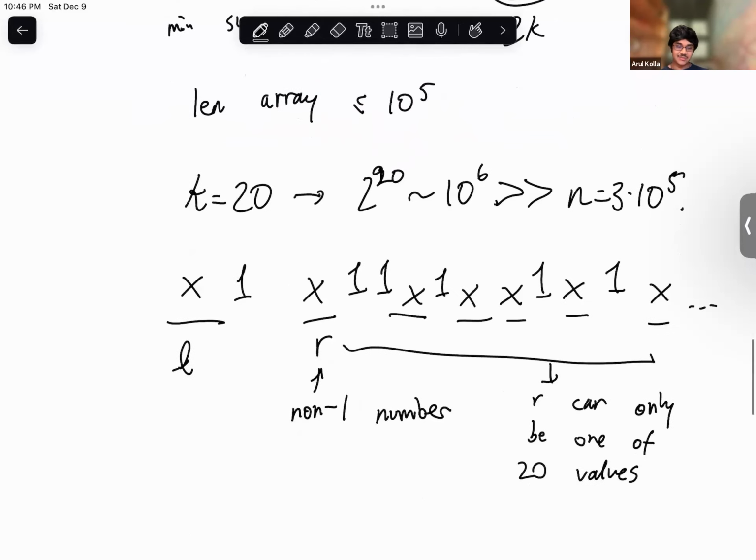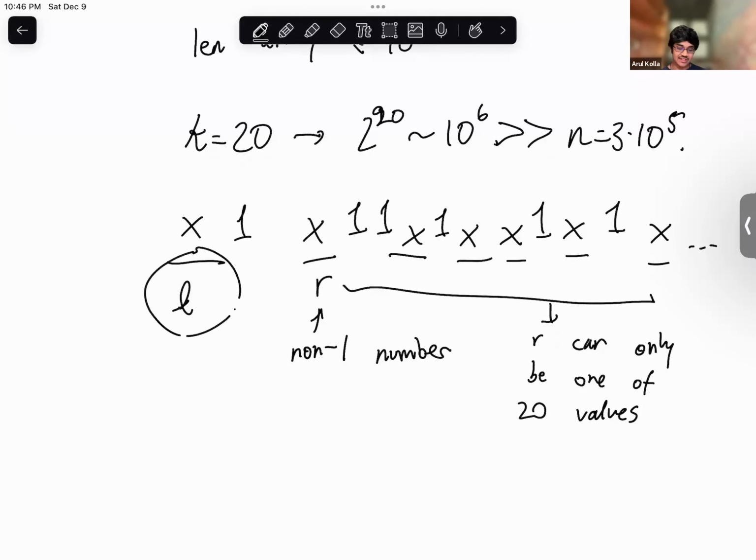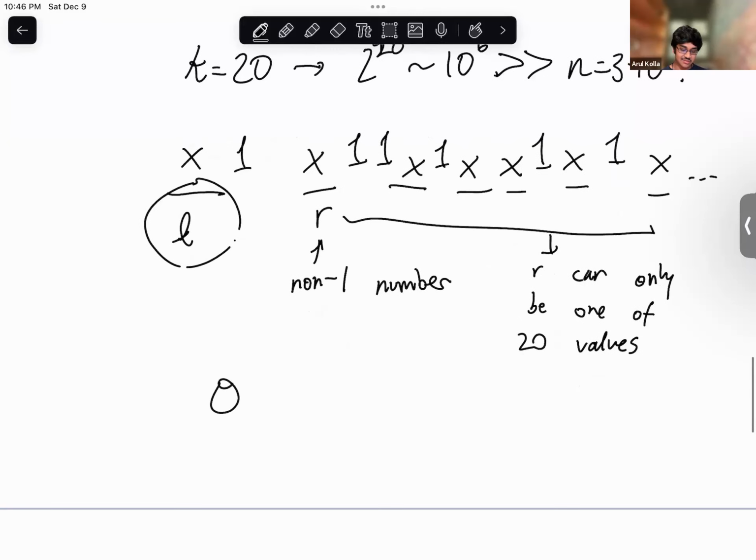Right. So that means that I can actually just do a brute force in this sense. For each value of L, there are only 20 possible values of R. So the time complexity will only be O of 20 times N. And that's the entire solution, right? Once you fix the value of L, you know that there are only 20 possible non-1 values. And so you just have to check all of these values.